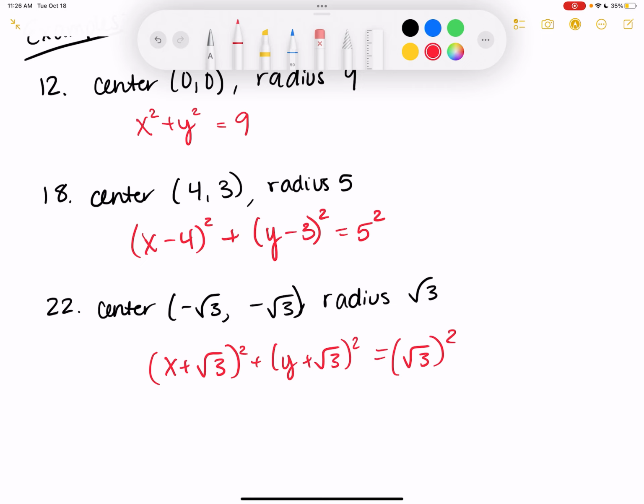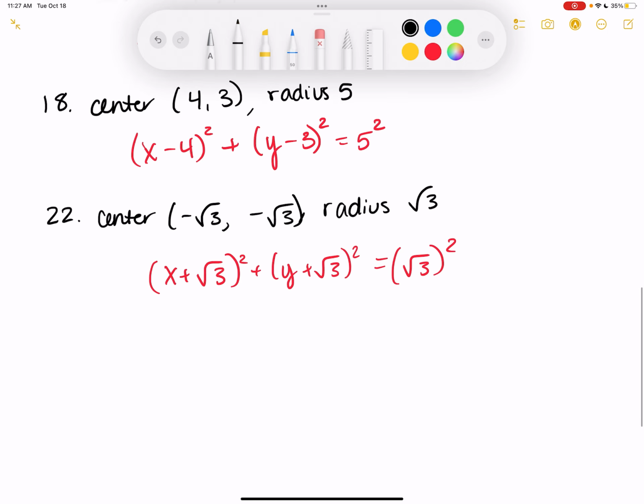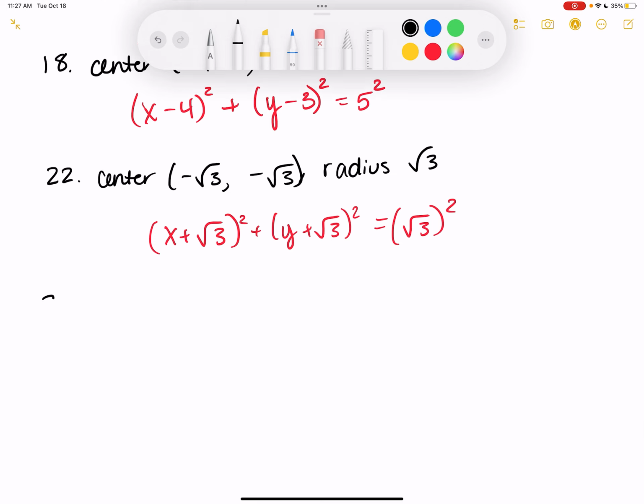Decide whether or not each equation has a circle as its graph. If it does, give the center and radius. If it does not, describe the graph. What? Oh, that does not sound good. You asked for something more complicated. All right, 28. x squared plus y squared plus 8x minus 6y plus 16 equals 0.